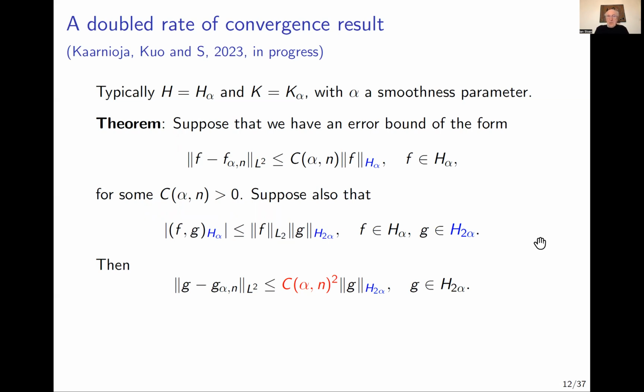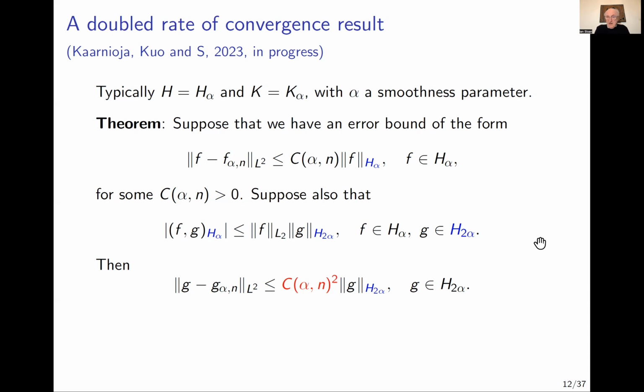That if H is H alpha, depending on some smoothness parameter, so K we can write as K alpha, then this is a curious sort of theorem, I suppose. Suppose that we have an error bound of the form: f minus our kernel approximation, in the L2 norm, is less than or equal to some constant times the H alpha norm of f, with some constant C alpha n.